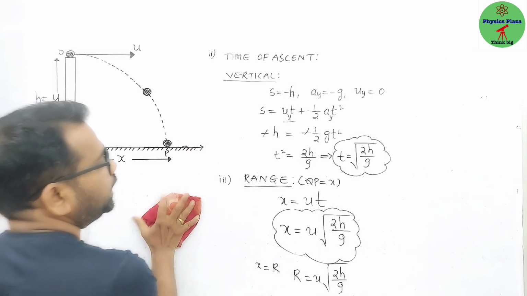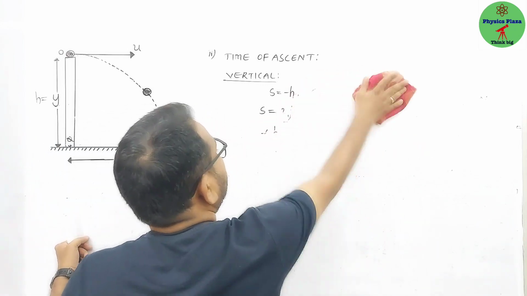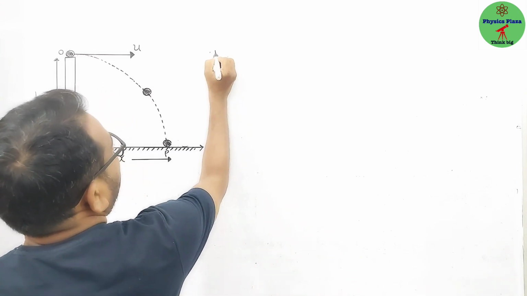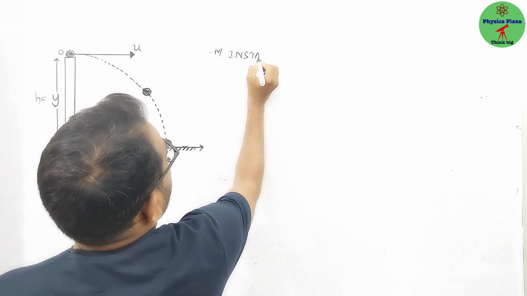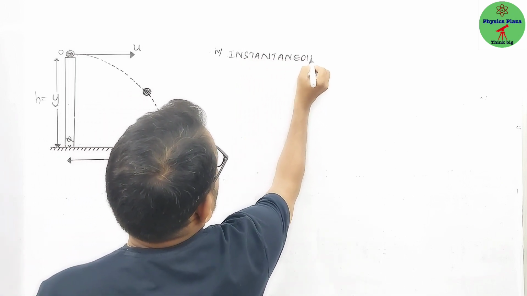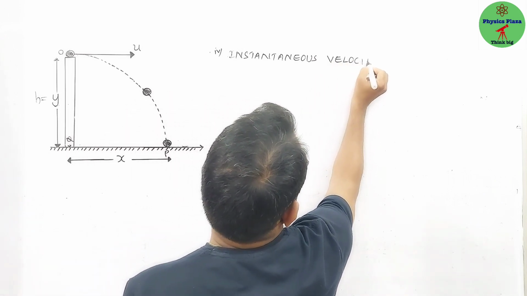Okay, fine. And the last parameter we are going to discuss is instantaneous velocity. So the fourth parameter is instantaneous velocity. Children, what is meant by instantaneous velocity?